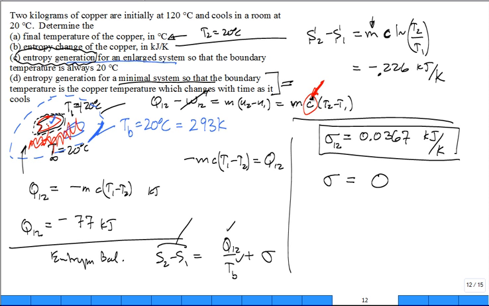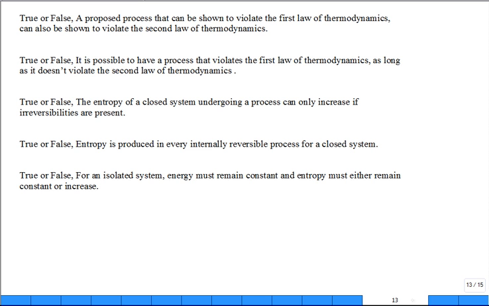So the specific heat of copper, table A19, is 0.385 kilojoules per kilogram Kelvin. Ready? True or false? I'm going to let you read these and then I'll walk around and see. So, questions 1, 2, 3, 4, 5. True or false for 1, 2, 3, 4, or 5.